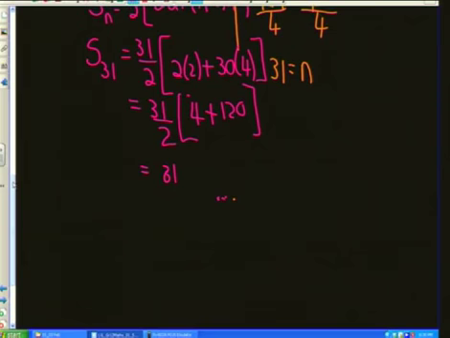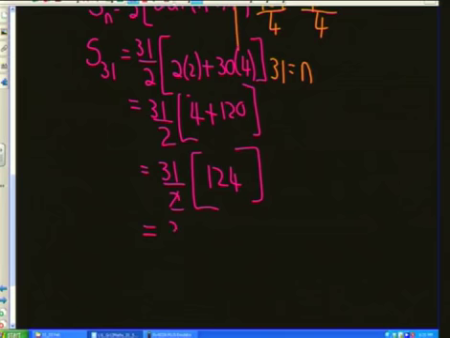Now notice what I'm doing. I'm deliberately not multiplying it in. I'm leaving it like it is. I'm going 31 over 2, and I'm going to work out my bracket first of all. So 4 plus 120 is 124. Now why did I do that? Because it makes my arithmetic a little bit easier. I've got 31 over 2 times 124 over 1.